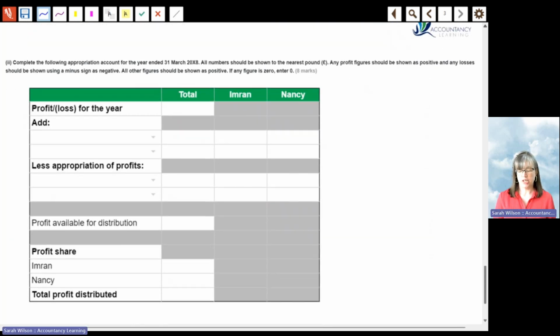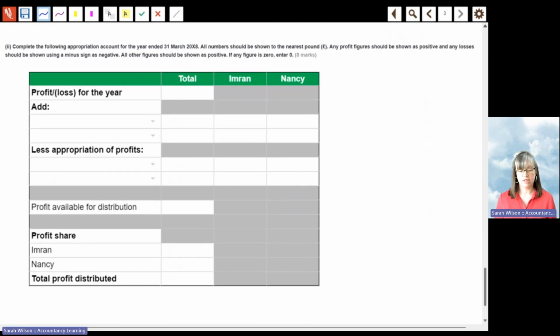The next part of the question then is to complete the appropriation account. So this is where we're going to be using the different information given in the first part of the question. So again, have your references section open so that you can see it. So we need to complete the appropriation account, and we're told all numbers should be shown to the nearest pound.